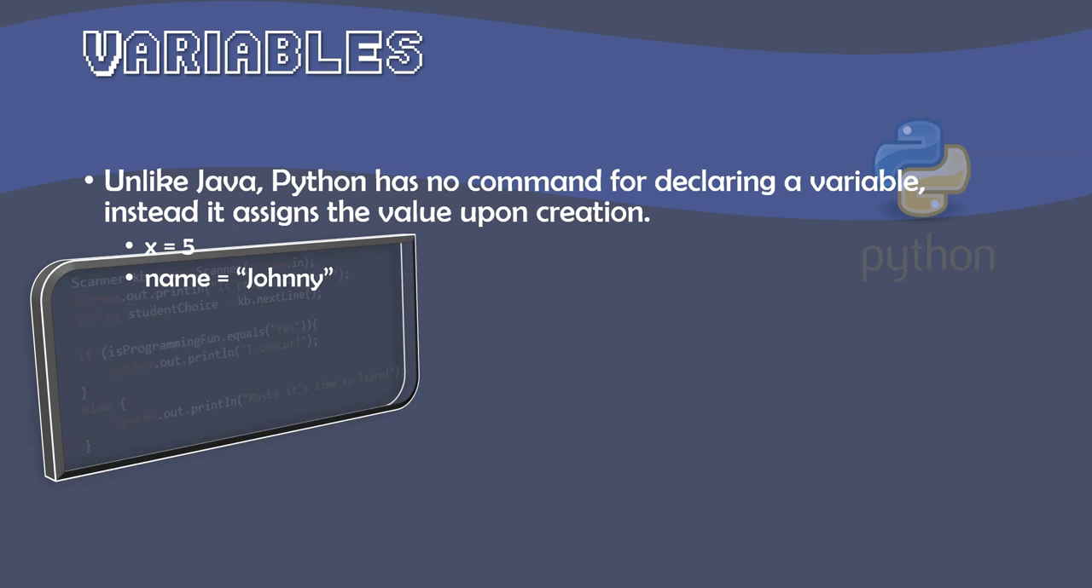Notice it does not say like int x. It's not assigning a type to it. And you see this says name equals Johnny. Again, you don't see, for example, the word string in front of it.